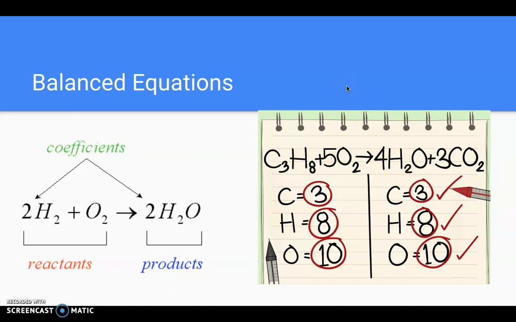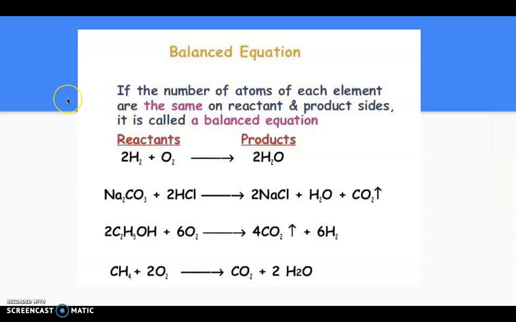So let's take a look at this step further. If the number of atoms of each element are the same on the reactant and product side, it is called a balanced equation. So what you do is you use the distribution method to kind of figure out if you have a balanced equation or not. So looking here, the larger number in front of an element is a coefficient. It gets applied to every element behind it. You can kind of think of the plus sign as like where it stops, separates, so it doesn't go into here. So there's 2 hydrogens.